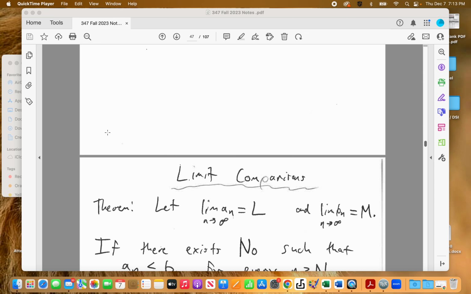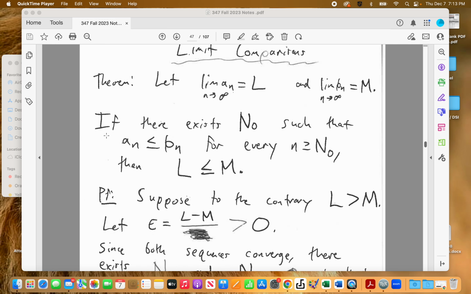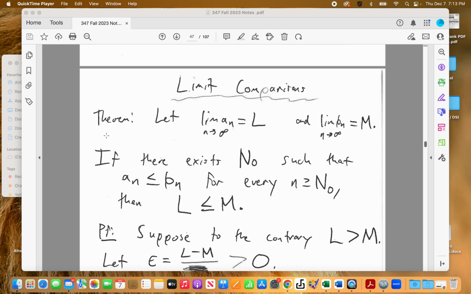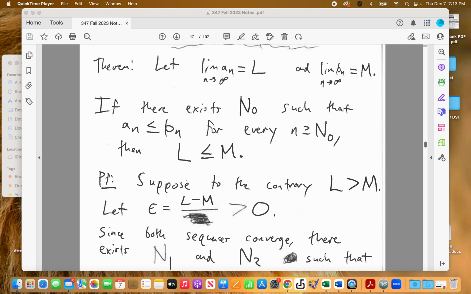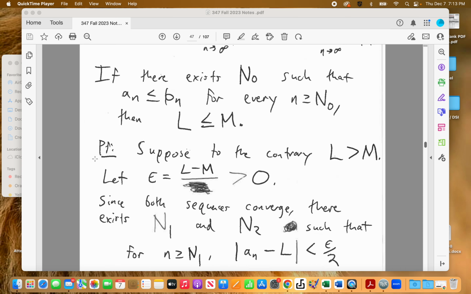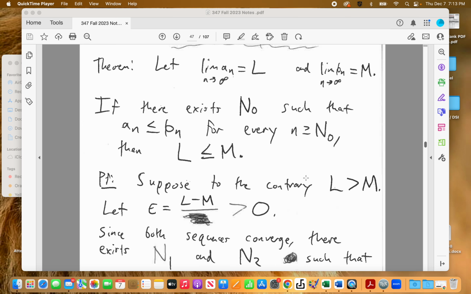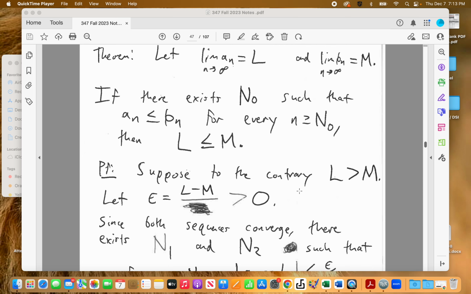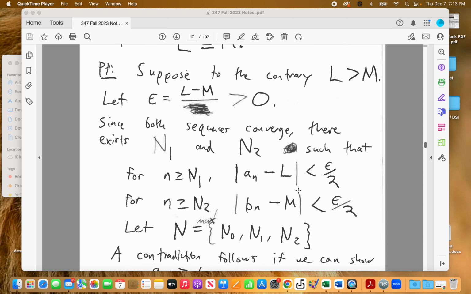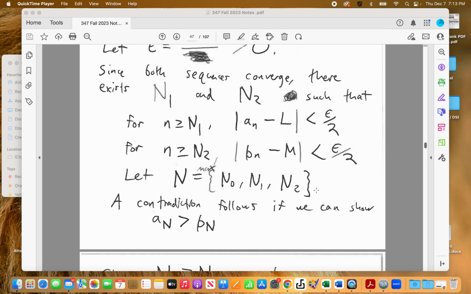Okay. Let me see here. Limit comparison wasn't perhaps the most important thing for us. Again, probably my bullet point going into it is: suppose the contrary, L is greater than M, so set epsilon to be L minus M. If a_n is less than b_n from some starting point, we would say L is less than M. We gotta have epsilon, and then try to figure out these details, use the triangle inequality and so forth.